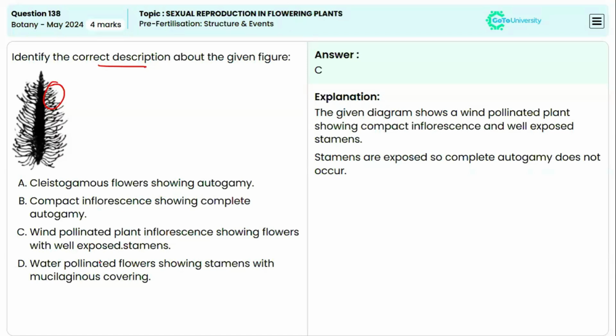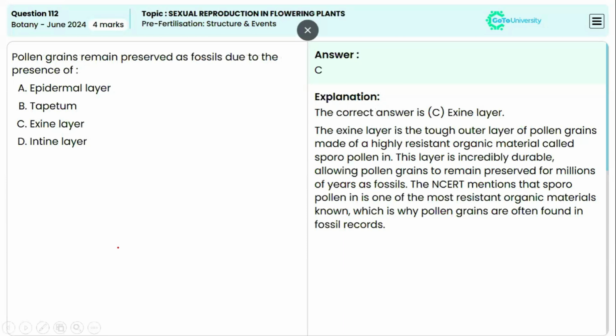As we discussed, the diagram is having well exposed stamens, and stamens are exposed so that complete autogamy does not occur. So that means the answer will be option C, that is wind pollinated plant inflorescence showing flowers with well exposed stamens. Now, moving to next question, that is question number 112 from June 2024, Botany.